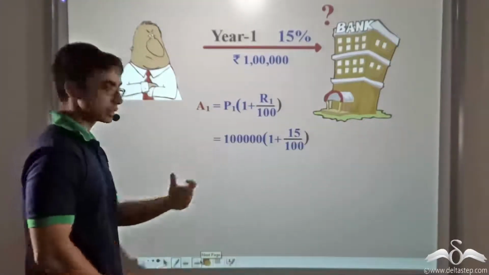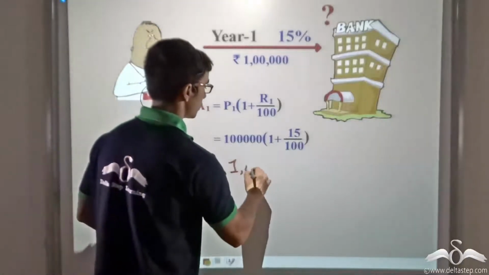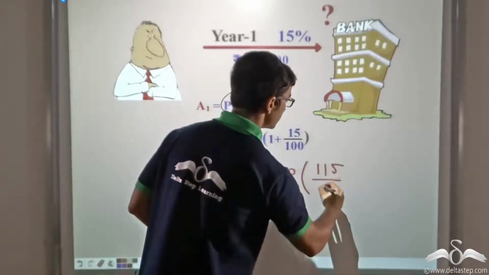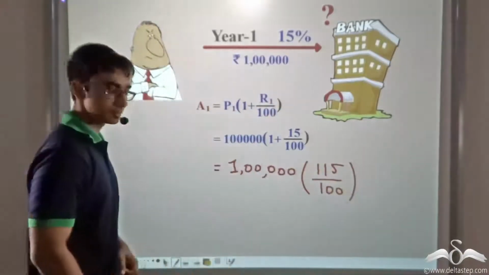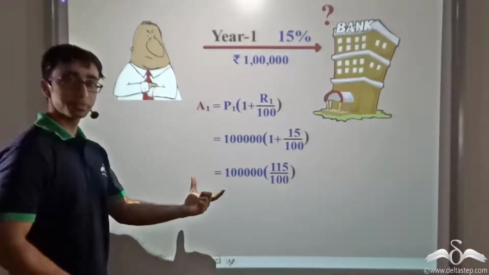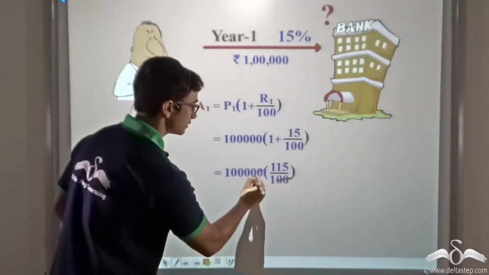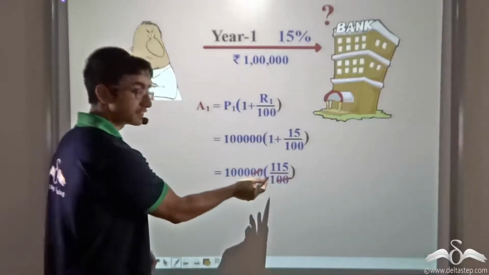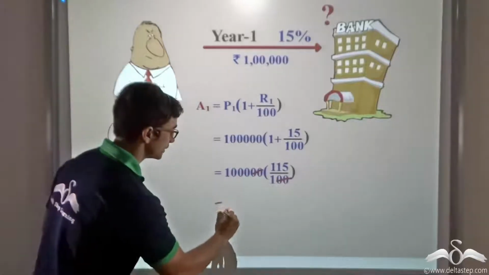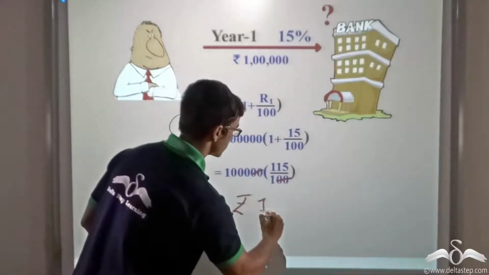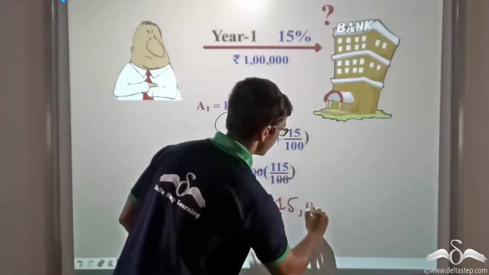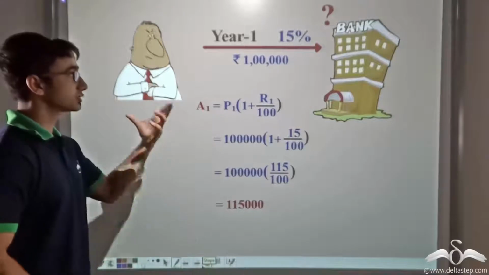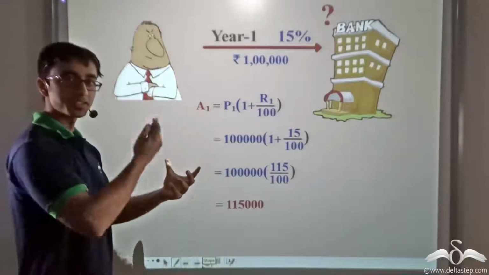Now if I simplify this equation, I can write it as 1 lakh multiplied by 115 divided by 100. Now it's a simple matter of cancelling 2 zeros from the numerator and denominator. So I am left with 115 into 1000, which gives me rupees 1,15,000. So this is the amount of money that Sudhir receives from the bank at the end of the first year.